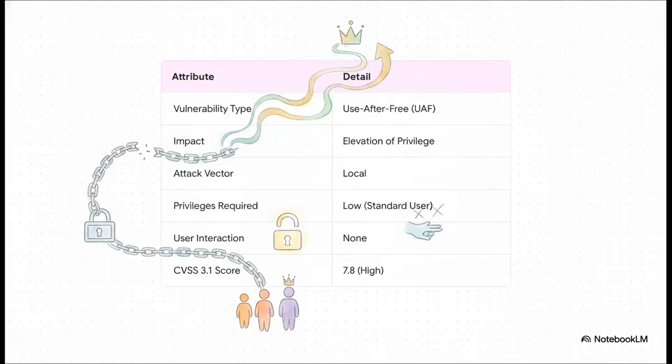And when you look at the details here, you can see why it's so potent. The attack vector is local, which means the attacker has to have a foot in the door first. But, and this is the scary part, look at the privileges required. Low. Any standard user account will do. And user interaction? None. Your user doesn't have to click a bad link or open a weird file. This combination is basically the perfect recipe for an attacker to escalate their attack.